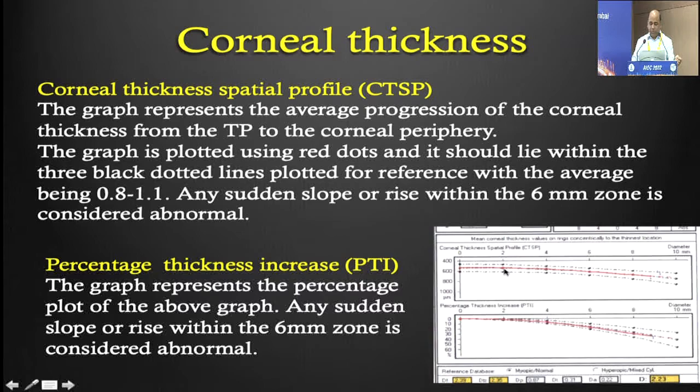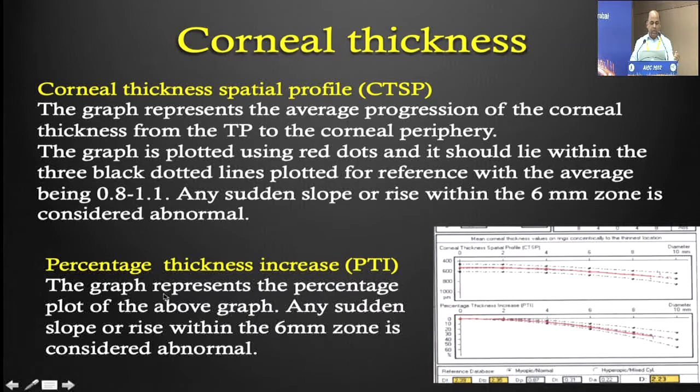And this red line should fall between these two black lines, at least up to 6 millimeter. If there is a sudden change before 6 millimeter, then either the biomechanics is poor, or it can be a case of post-LASIK ectasia, or something is wrong in the progression. Another thing is percentage thickness increase.